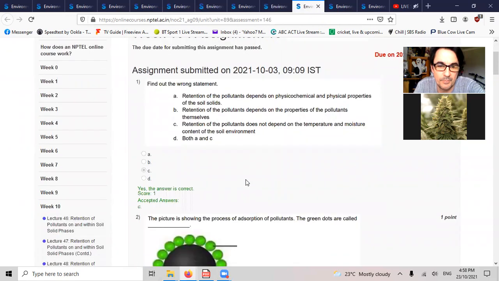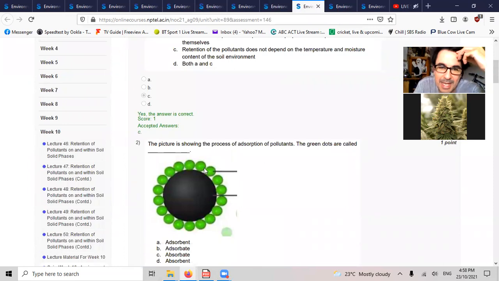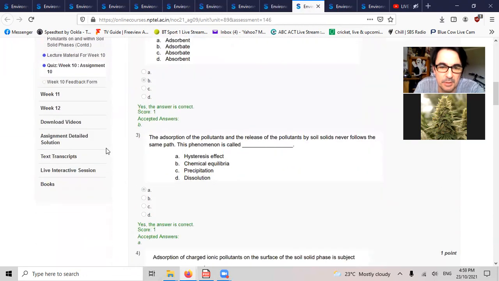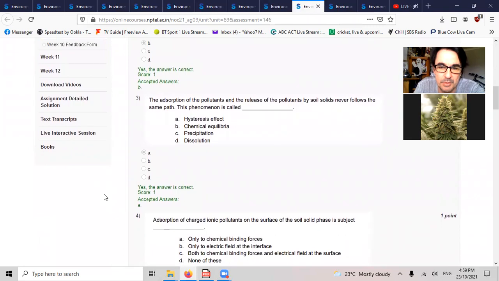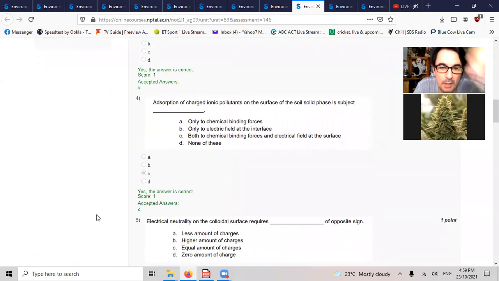Temperature, let's just see. On the picture, adsorption, D, that's adsorbate and adsorbent. It's hysteresis. I'll fly through if I know. Adsorption of pollutants in the soil surface is a chemical bond. Electrical neutrality on the closed surface requires something else. It's neutral, it's equal.